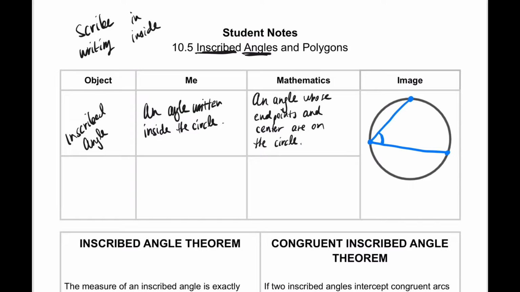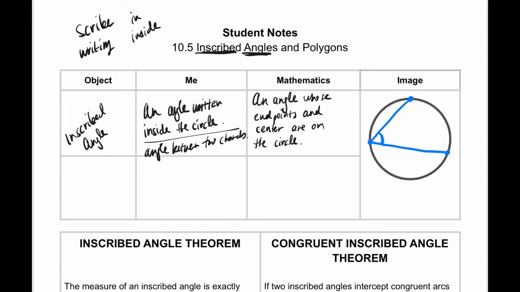Do you guys see kind of why it's called an inscribed angle now, right? The angle is contained entirely inside the circle. You can think of it like the angle between 2 chords, if that helps you out. Maybe here you want to write it's an angle between 2 chords. Very cool.